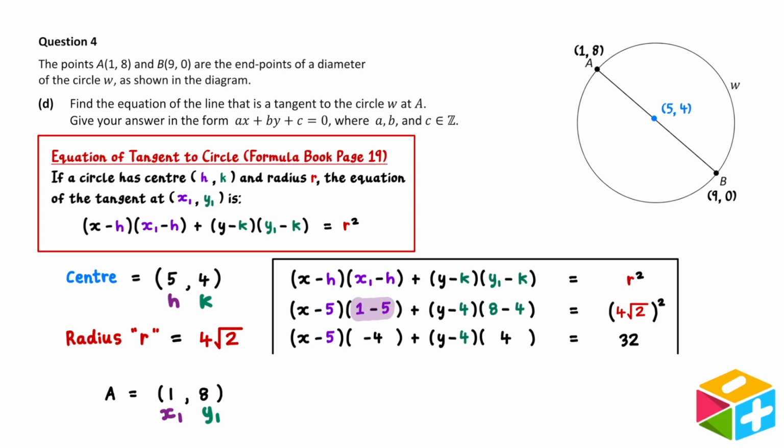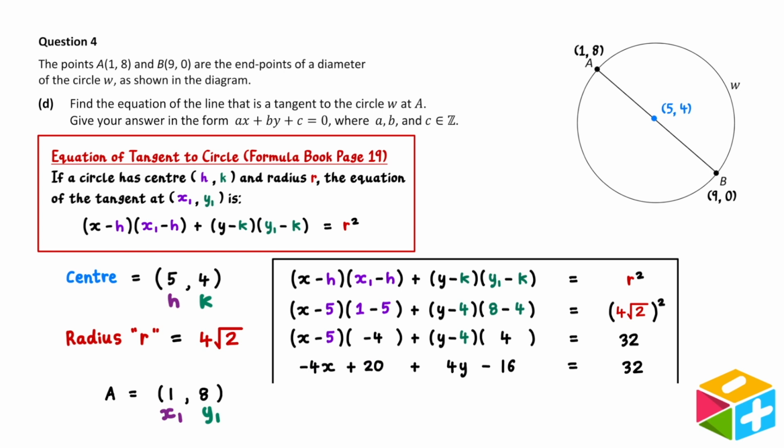1 minus 5 is minus 4, and 8 minus 4 is 4. On the right-hand side, 4 times the root of 2 all squared gives us 32. Now let's multiply out the brackets on the left. x times minus 4 is minus 4x, and minus 5 times minus 4 is plus 20. y times 4 is 4y, and minus 4 times 4 is minus 16.